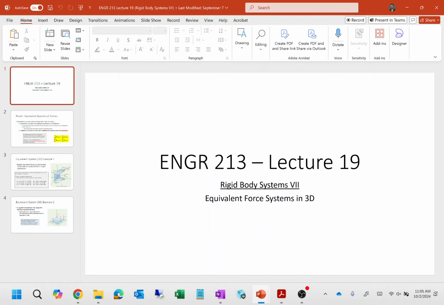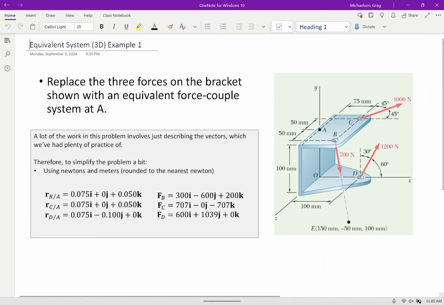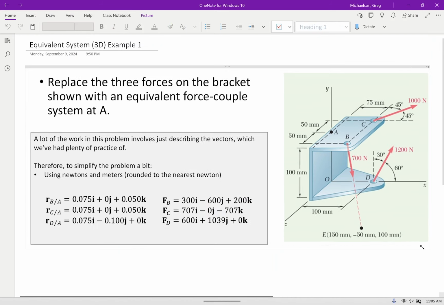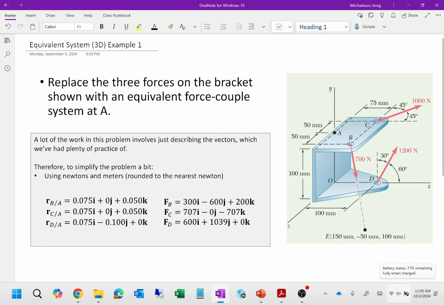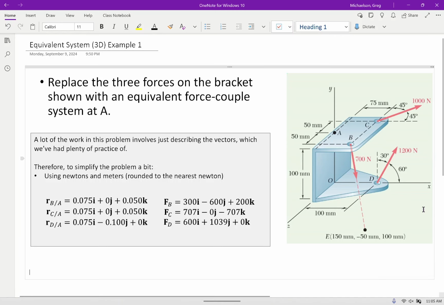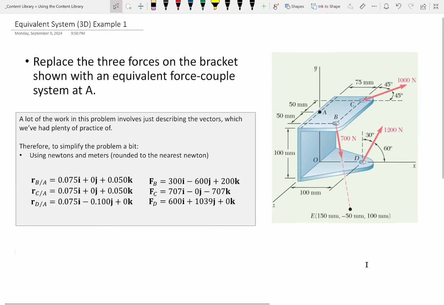Let me go ahead and open up the notebook and talk a little bit about this problem here. So what we're going to do is replace the forces on the bracket with an equivalent force couple system at point A. So let me just sort of take stock of what's going on here on this problem. So with this problem, we have a bracket and we have a series of forces.